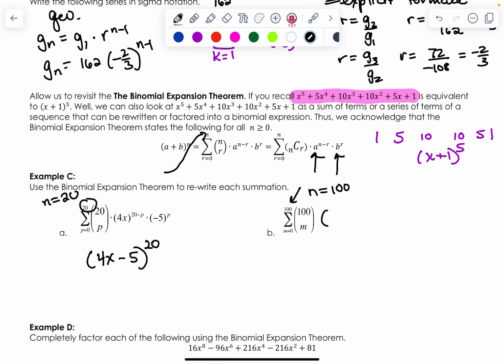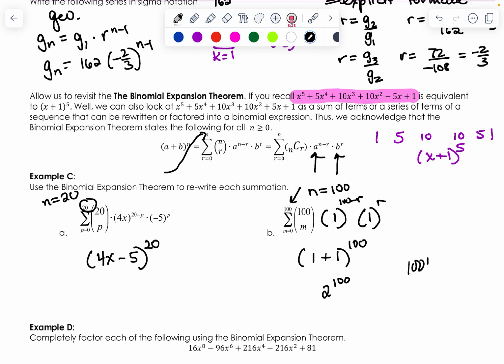Now in letter B, of course, I know my n is 100, but I don't seem to have an A value. Well, my A value is going to be 1, and the B is to the 1. So this is going to be r, and 100 minus r. But thank goodness, 1 to any power is still 1. So this is going to be 1 plus 1 to the 100th, or 2 to the 100th. So isn't this essentially asking us for the 100th row of Pascal's triangle?